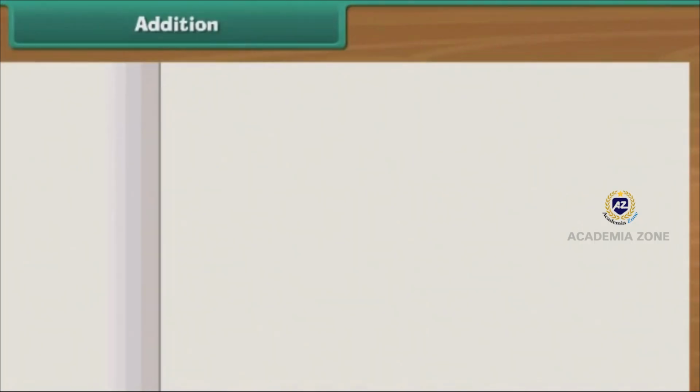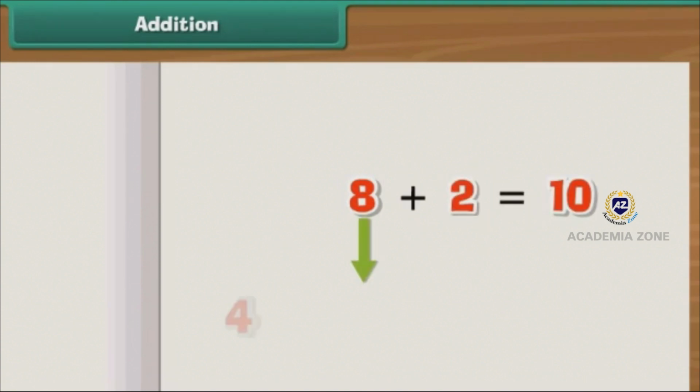Addition. To master mental arithmetic, you must get your basics right. A basic fact about addition is that the sum of two numbers does not change when we split the two numbers into 2 or more.